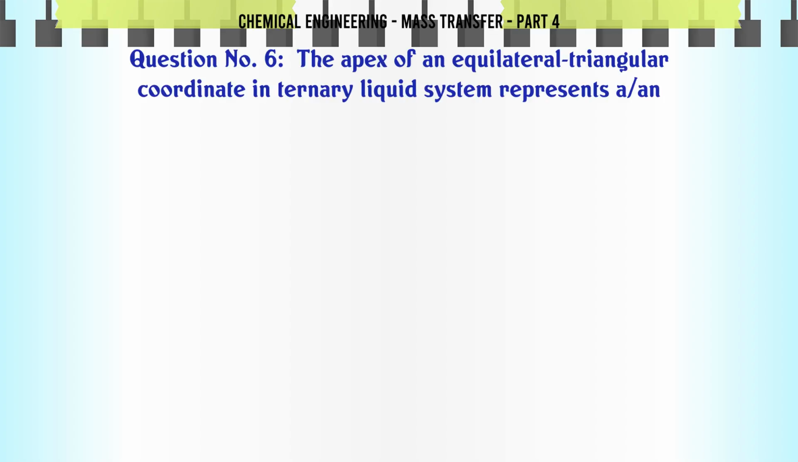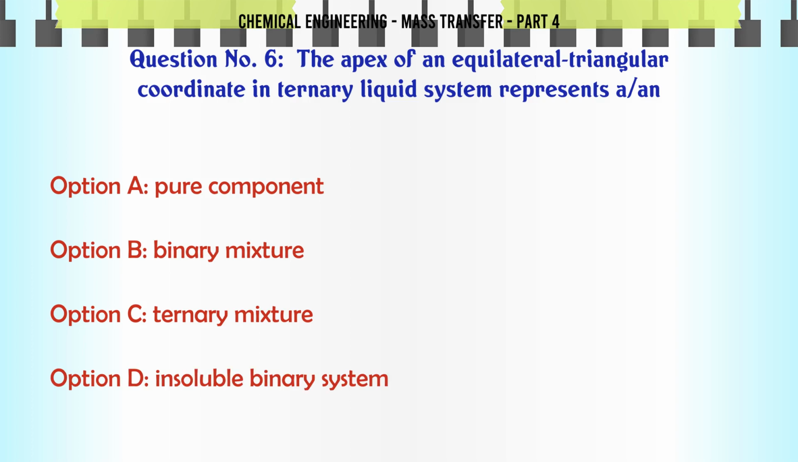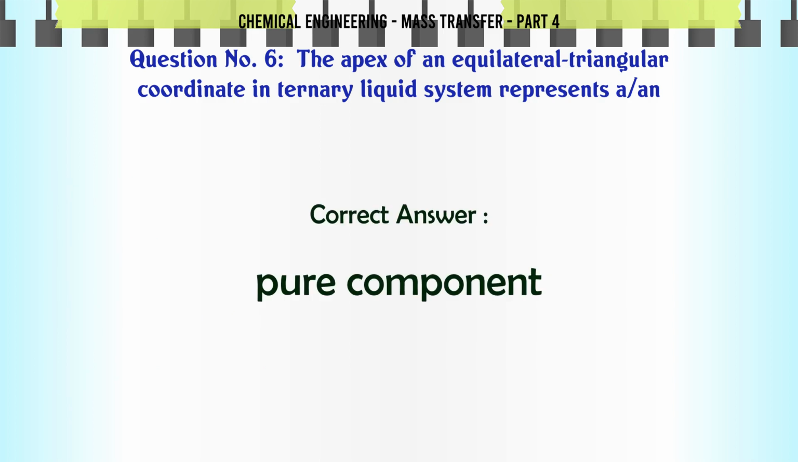The apex of an equilateral triangular coordinate in ternary liquid system represents: A. Pure component. B. Binary mixture. C. Ternary mixture. D. Insoluble binary system. The correct answer is pure component.